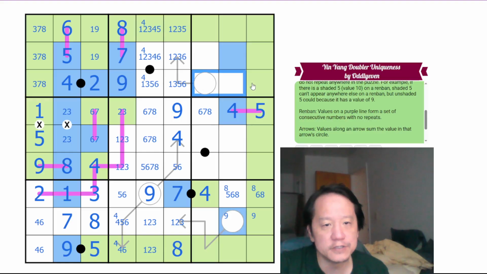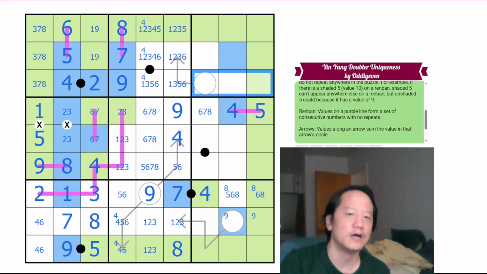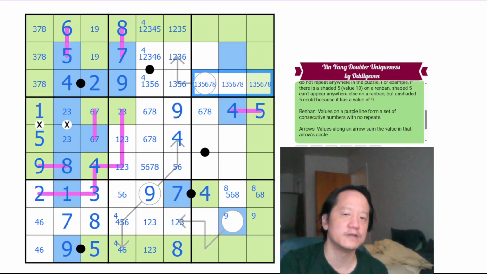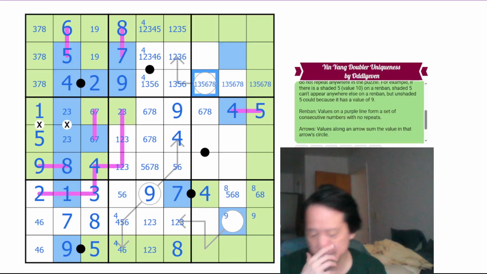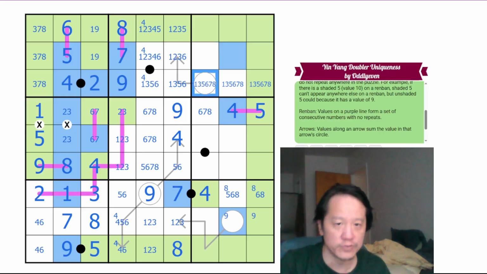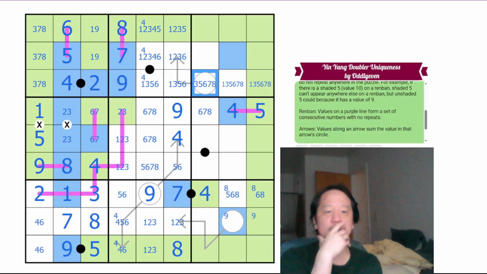Okay, remaining digits in row 3, we have 1, 3, 5, 6, 7, 8. 1 cannot be the sum because it's either going to be 1 or 2 in value. Can 3 be the sum here? Maybe.